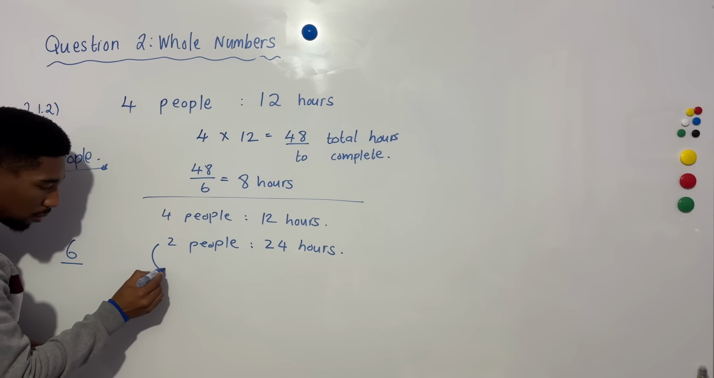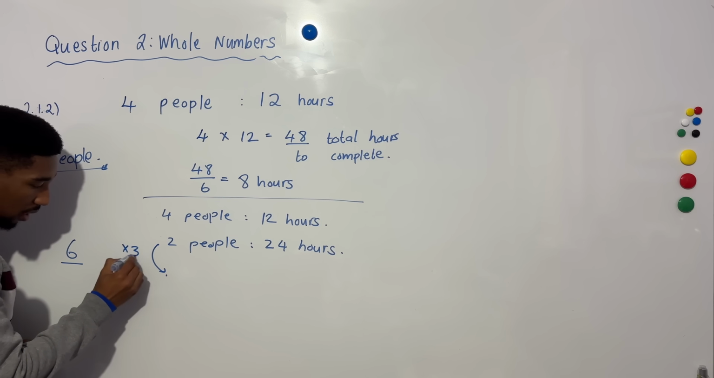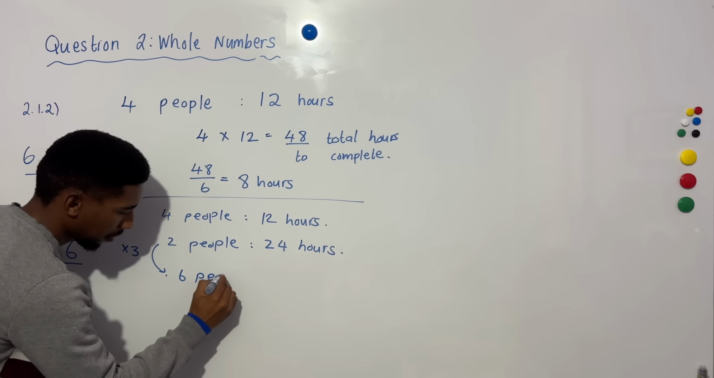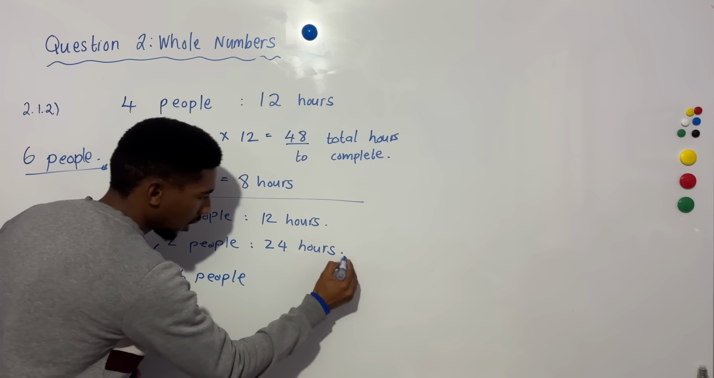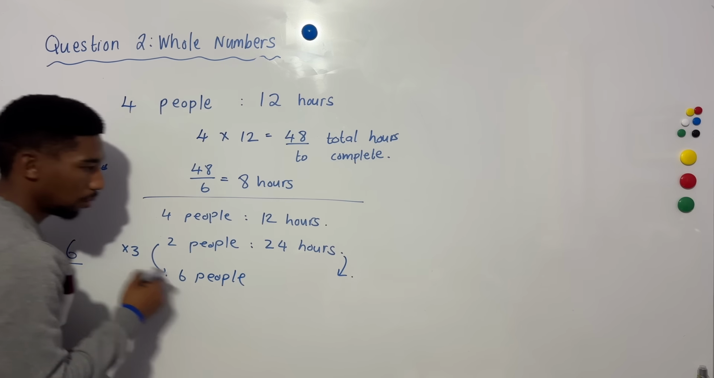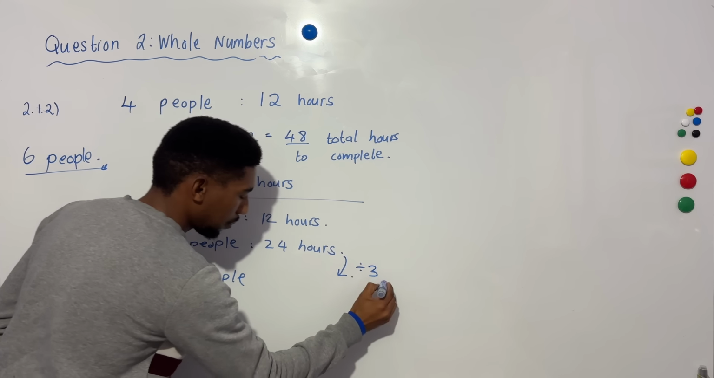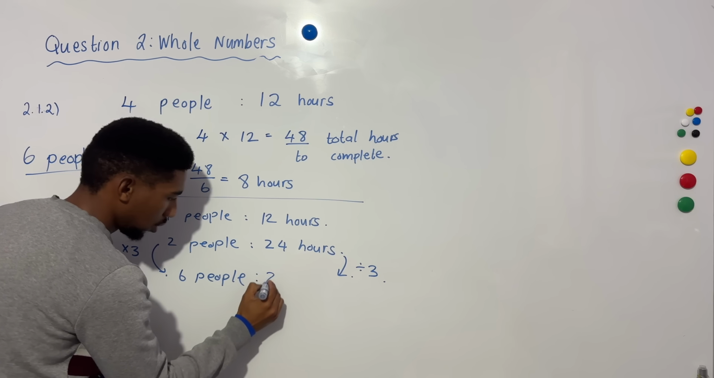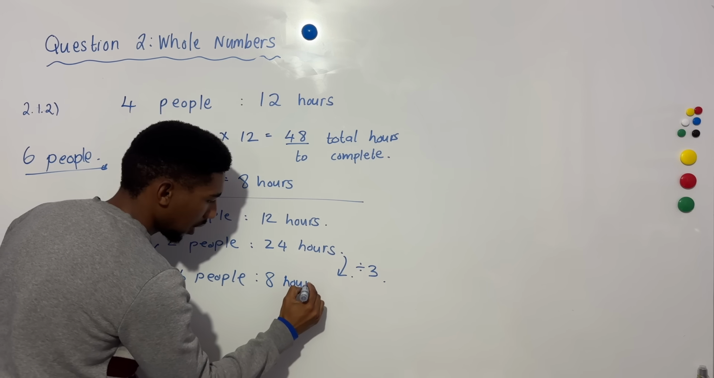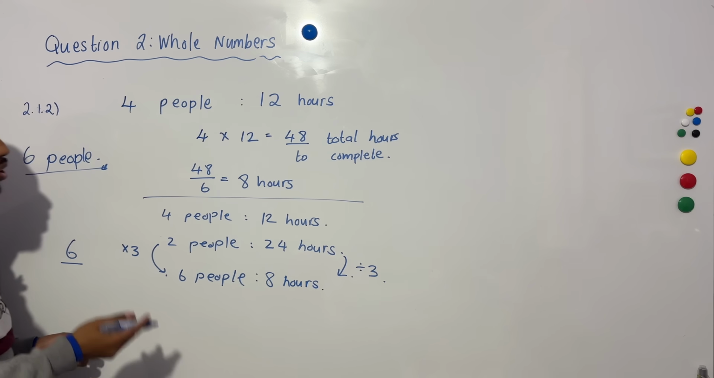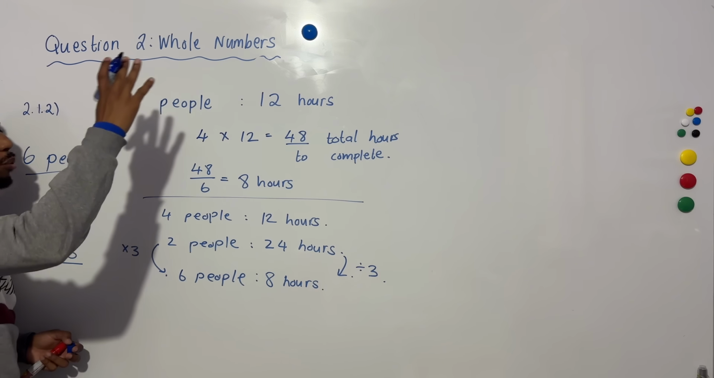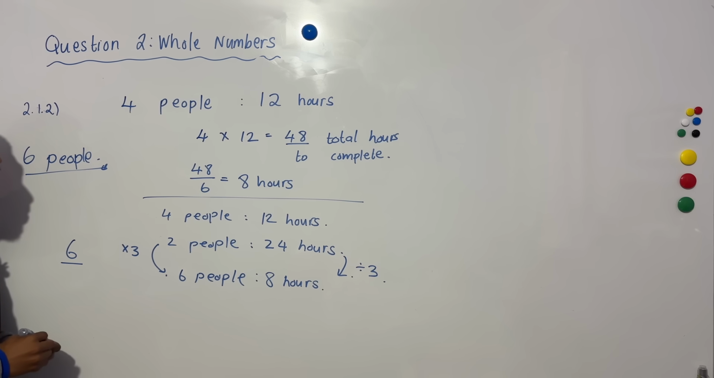So to get to 6 people, if I'm going to multiply by 3 on the side for 6 people, then here what do I have to do? Now the opposite of that is divide by 3. So then 24 divided by 3 is equal to 8 hours. There are a lot of ways to do this one, but it's very important to understand the more people, the less hours it takes.